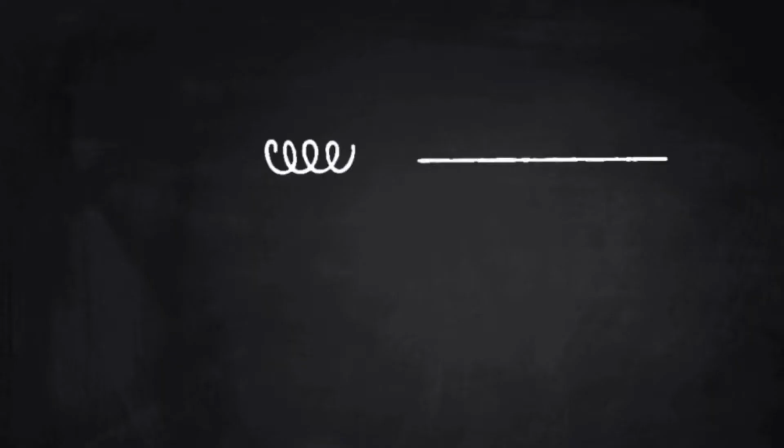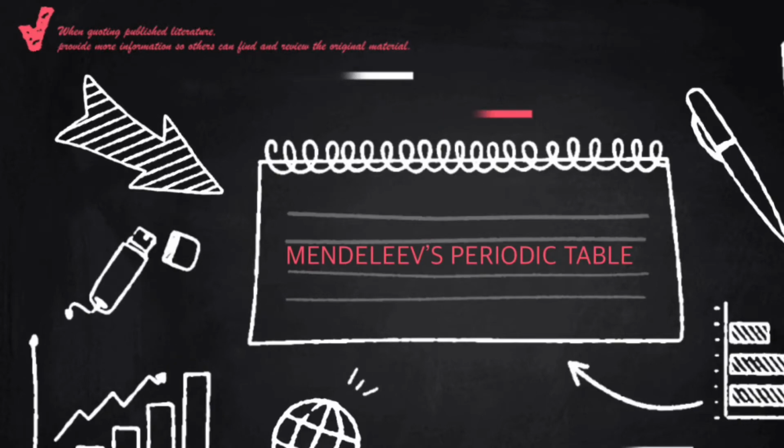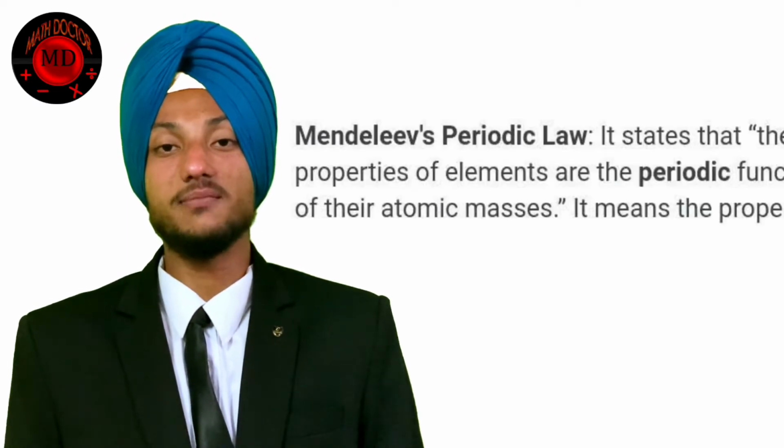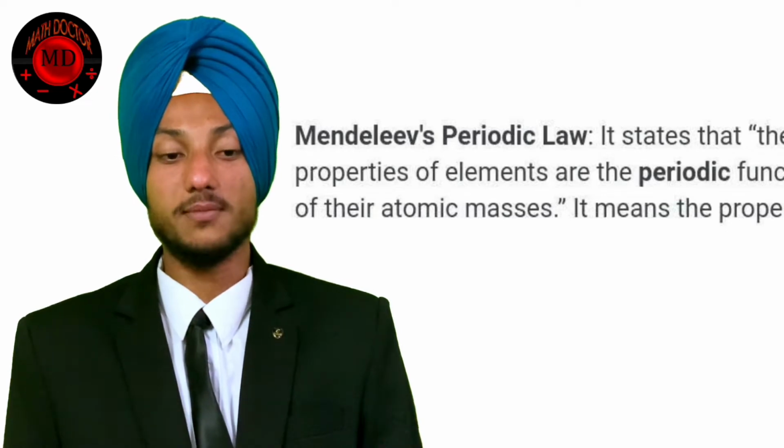Hey, let's begin with Mendeleev's periodic table. While working on the classification of elements, a Russian scientist, Mendeleev, found that when elements are arranged in the order of increasing atomic masses, the elements with similar properties occur at regular intervals. Based on this observation, Mendeleev gave a periodic law in 1869. According to Mendeleev's periodic law, the properties of elements are a periodic function of their atomic masses.